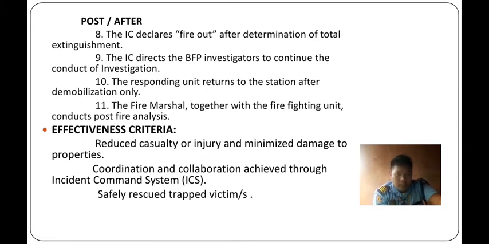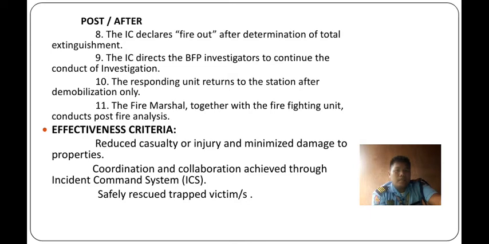9. The IC directs the BFP investigators to continue the conduct of investigation. 10. The responding unit returns to the station after demobilization only. 11. The fire marshal together with the firefighting unit conducts post-fire analysis.